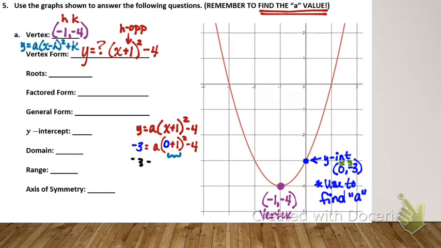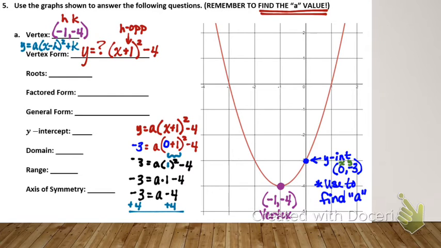So I have -3 equals a times 1 squared minus 4. What's 1 squared? 1, because we do 1 times 1. So I would have -3 equals a times 1 minus 4. A times 1 is just 1a, which I can just write as a. And then what do I do to get a by itself here? Add 4 on both sides.